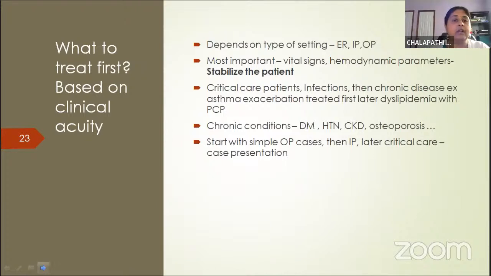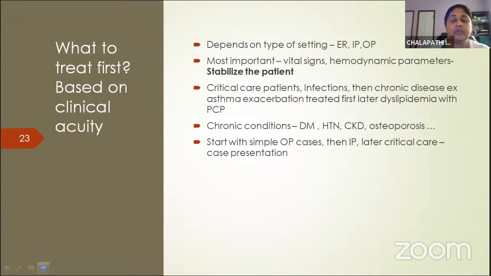Say you have two problems here. One thing is high cholesterol levels, or the second problem is asthma exacerbation. What do you treat first? Our focus will be asthma exacerbation, and then take care of the lipid levels in the primary care setting. This is simple to say, but when there are like 10 different problems in a critical care setting, the first focus will be to stabilize the patient, bring all the parameters under control, and then take care of the other situations.